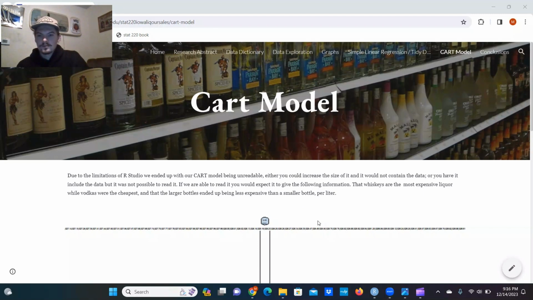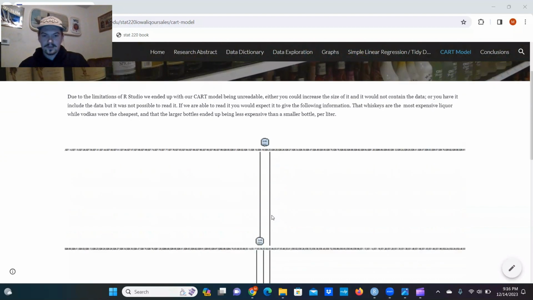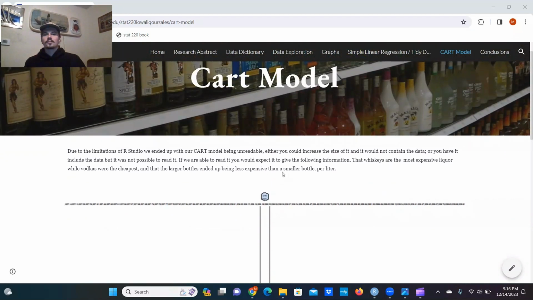Due to the limitations of our studio, our cart model ended up basically unreadable. You could either increase the size of it and it wouldn't contain the data, or you could include the data, but it wouldn't be possible to read. So this is basically what we ended up with here. It's hard to see, but if you were able to read it, it would show that whiskeys are the most expensive liquor, while vodkas are the cheapest. And the larger bottles end up being less expensive per liter compared to the smaller ones, which is pretty self-explanatory there.